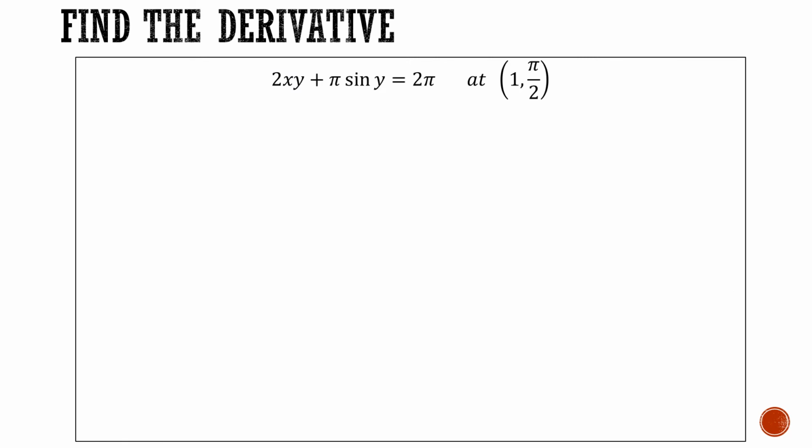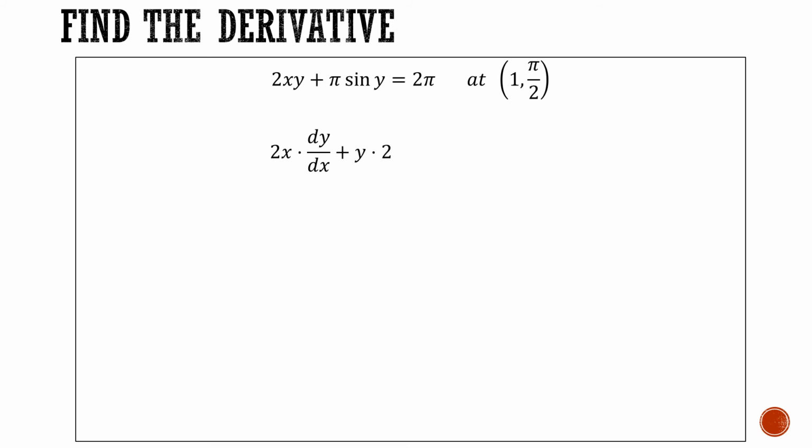All right, in our next example, we have 2xy plus pi sine y equals 2 pi. And again, I want to find the derivative. This time I'm only finding the first derivative, but I want to find it at the point 1, pi over 2. So again, to start this, I'm going to start with the product rule, and I have first times the derivative of the second, plus second times the derivative of the first.